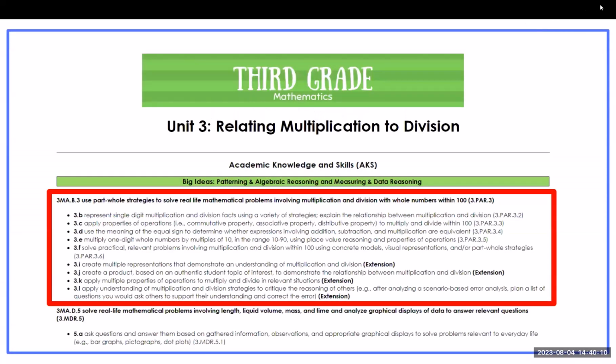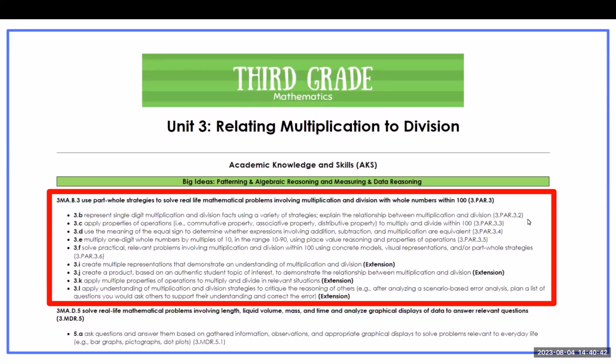Let's take a look at Unit 3, Relating Multiplication to Division. On these slides, you will see the two AKS and IOAs within this unit. Just as a reminder, at the end of each AKS and each IOA, you will see the state coding in parentheses. This is so that if you are looking up resources on the Georgia DOE website, you are able to find the IOA that is related to the GCPS IOA.